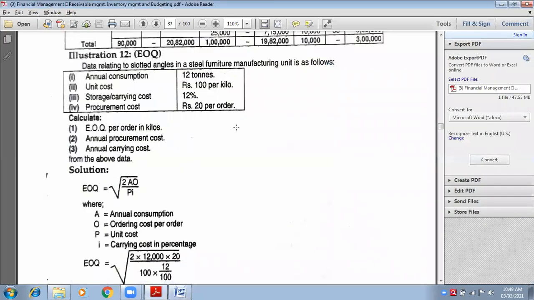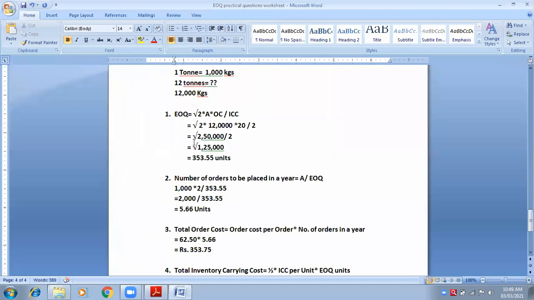ICC is not given directly. It is 12%. So 12% has to be applied on what? Unit cost. What is unit cost? 100 per kg. So 100 per kg into 12%, we will get ICC. So here in the denominator, we need to write 100 multiplied by 12 percentage. This percentage is very important. Now let us quickly solve the numerator part.